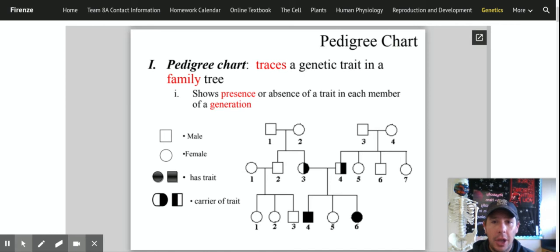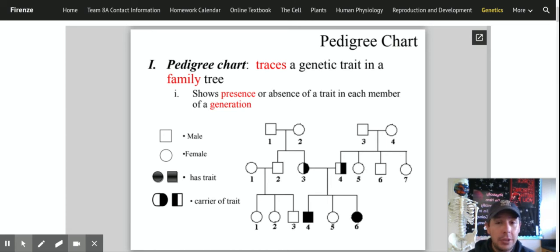it into pedigree charts. A pedigree chart is simply a family tree. That's all it is. It traces back our genetic inheritance. So it's going to tell us basically who's a boy, who's a girl, who has a trait, or who carries a trait. That's all a pedigree chart is. It's a fancy family tree.